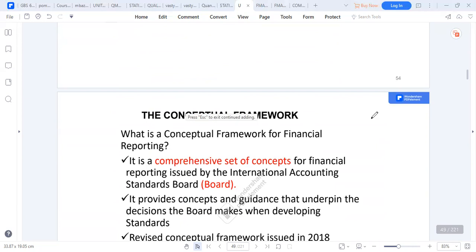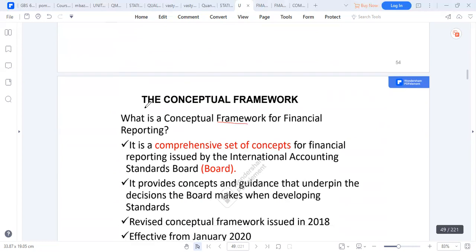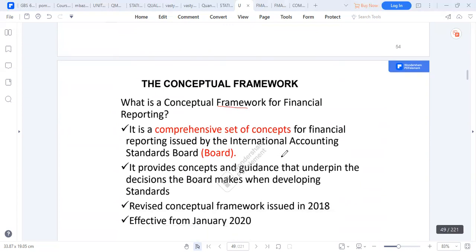Then we also have a conceptual framework for financial accounting reporting, which has a comprehensive set of concepts for reporting, issued by the International Accounting Body. It provides guidance that will underpin decisions that the board makes when developing the standards. The latest one was done in January 2020 after the revised one of 2018. So the one we're using currently is the 2020 framework.